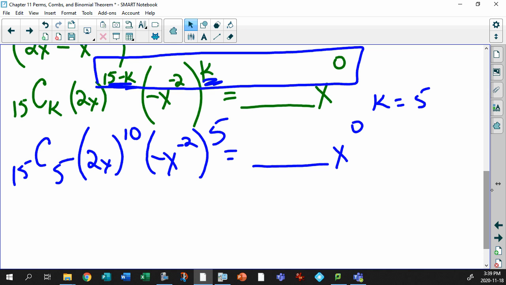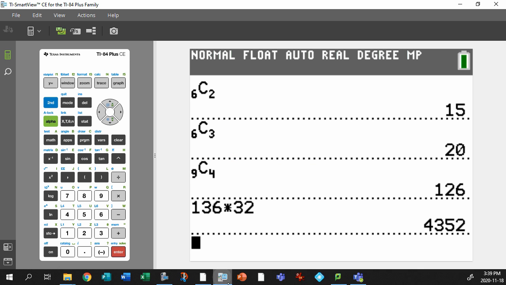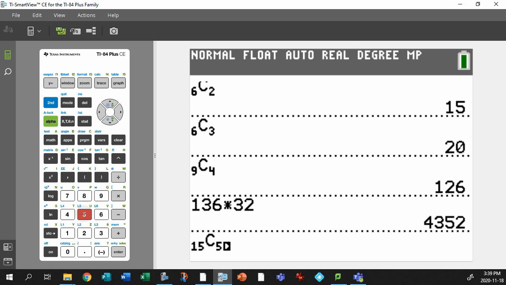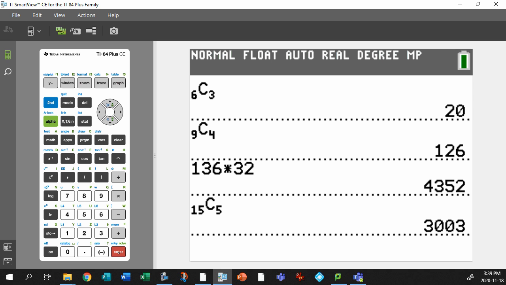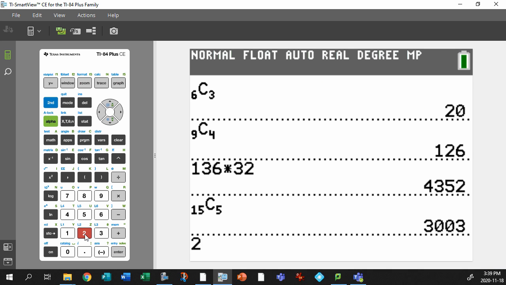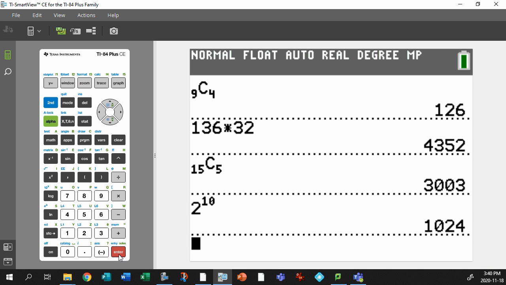Cool, cool, cool. Now, let's figure out 15 choose 5 then. Well, that should be interesting. Bring up the calculator. 15, alpha, choose 5. Works out to be 3003. Holy moly. This is going to be 3003 times 2 to the power of 10. I have no idea what 2 to the power of 10 is. Let's figure that out. 2 to the power of 10. Wow, 1,024. So this is going to be a big number.